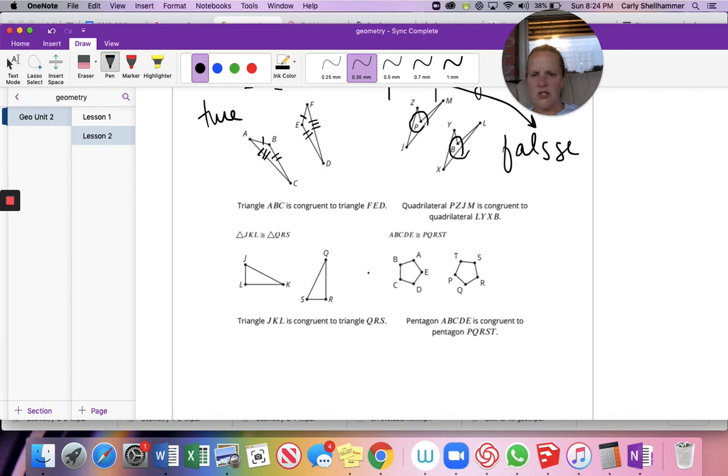Triangle JKL is congruent to QRS. So JL is the short side. It's first and last. So QS would be the short side, and QS is not the short side. So JK is right here. That should match with QR, which is right there, which is not true. Or we could say false, like we did in the first one.